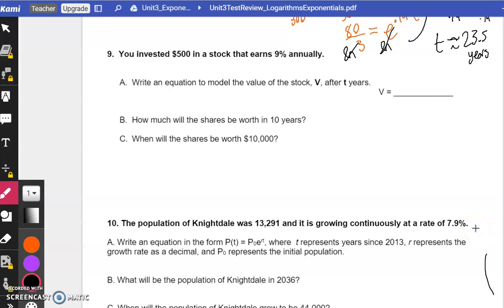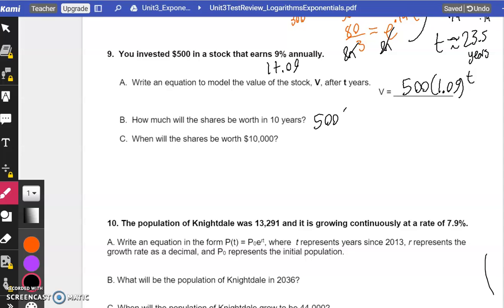Right, here we go with number 9, which is actually easier than 7 and 8. So going back to our stock market project, if I put $500 into a stock that earns 9% annually, then we're talking about 500 times 1.09 to the t power, where t represents the years. There's no compounding quarterly or any of that, so it's just 1 plus 0.09, which is where I get the 1.09 from. So how much will shares be worth in 10 years?